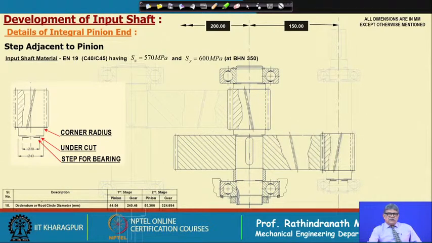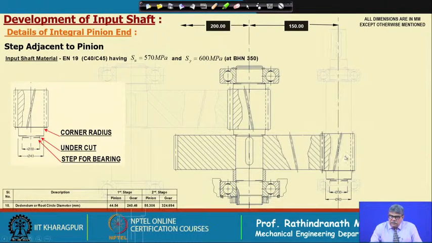Now, the material is shown, as well as the dedendum circle. It shows the input portion of the pinion, and then there is a step, and gradually we shall develop the seat for the bearing. This is the pinion end, and the other side will be the input end.